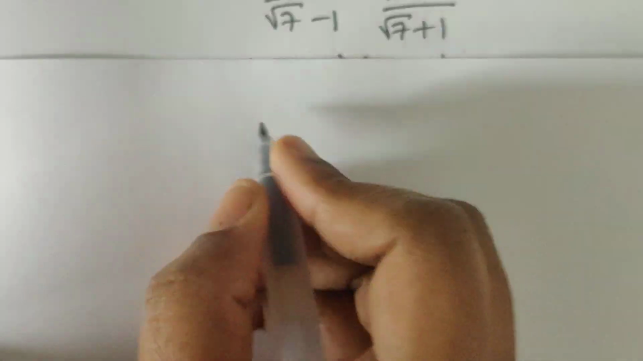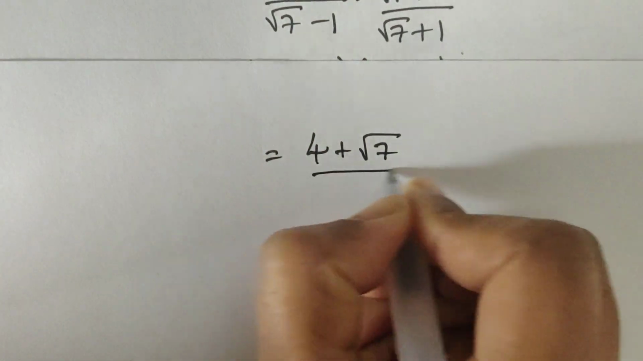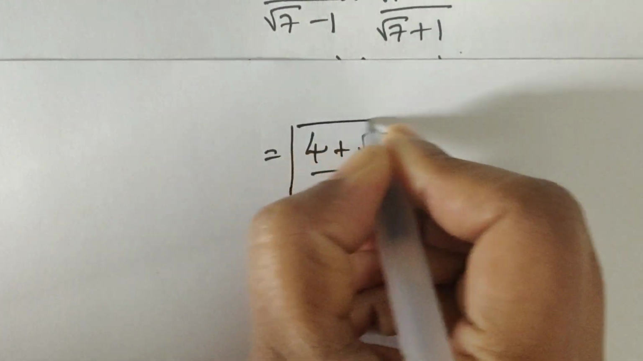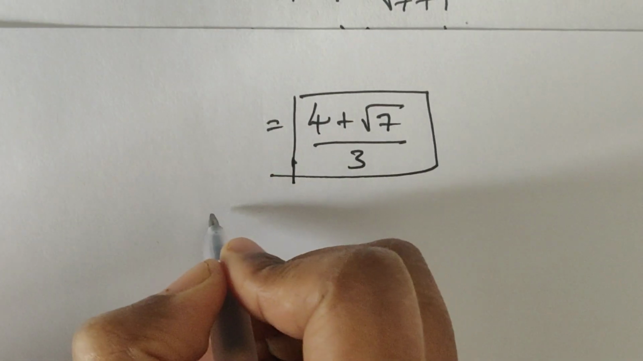So (4 + √7) / 3. So this is the answer. So now method 2.